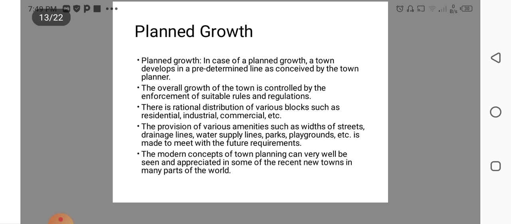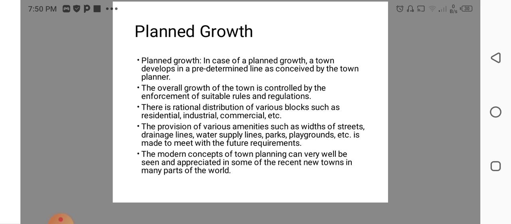Planned growth. In case of planned growth, a town is developed on a predetermined line as conceived by the town planner. Overall growth of the town is controlled by the enforcement of suitable rules and regulations. There is a rational distribution of various blocks such as residential, industrial and commercial etc. The provision of various amenities such as width of street, drainage lines, water supply lines, parking, playgrounds, etc. is made to meet future requirements.